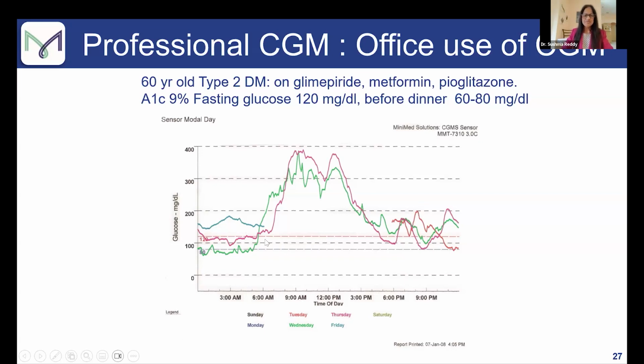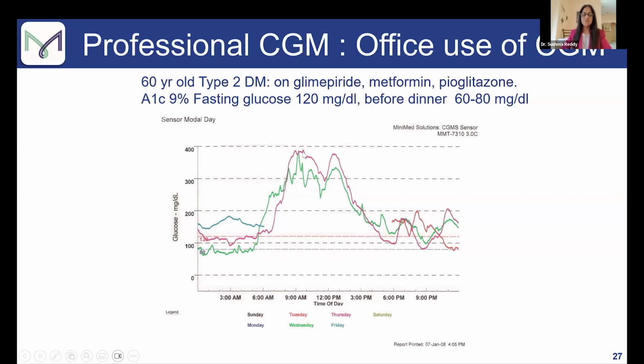But look what happened after breakfast. She spiked all the way to 400. And when I talked with her, she said, Dr. Reddy, I'm eating a cereal and it's supposed to be a good cereal. And we know from working with gestational diabetes in my practice, anecdotally, I found that about 25% of patients would have a high glucose with cereal.